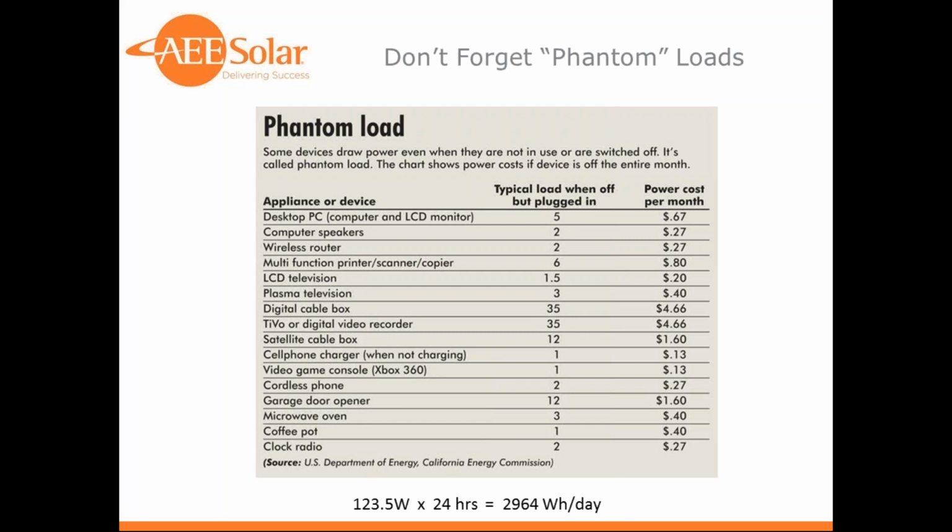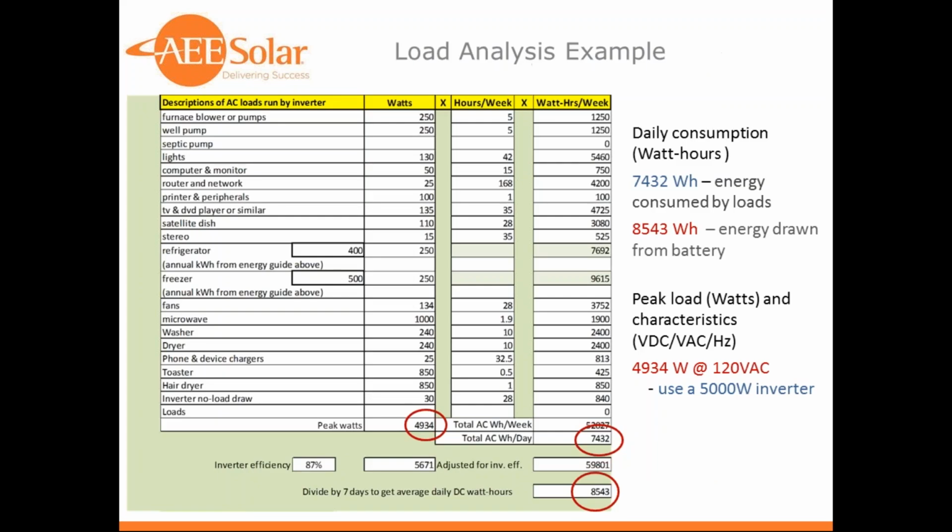So here's an example of our Excel spreadsheet load analysis form with some numbers filled in as just an example. And I'm going to use this example through this presentation so we can actually work with some real numbers rather than just hypothetical numbers here. So you can see from this list showing that peak wattage is 4,934 watts. That's if all of these appliances or loads were run all at the same time. You would have a draw of roughly 5 kilowatts.